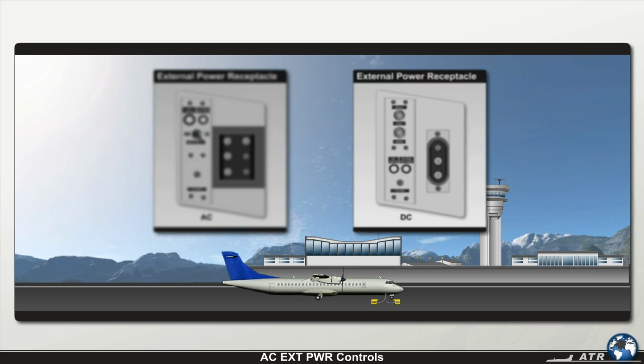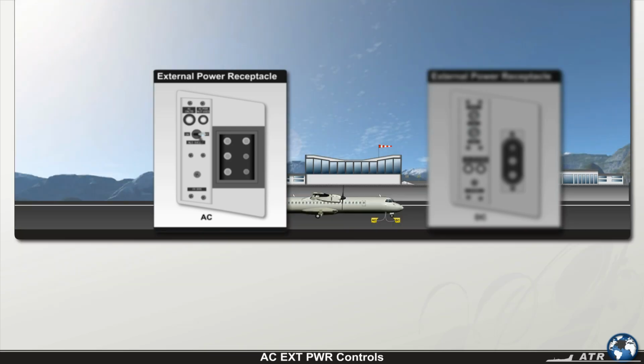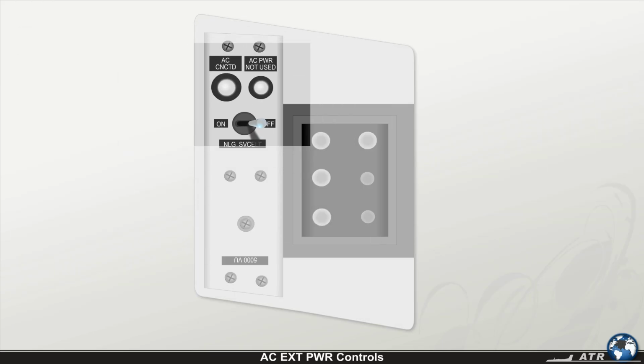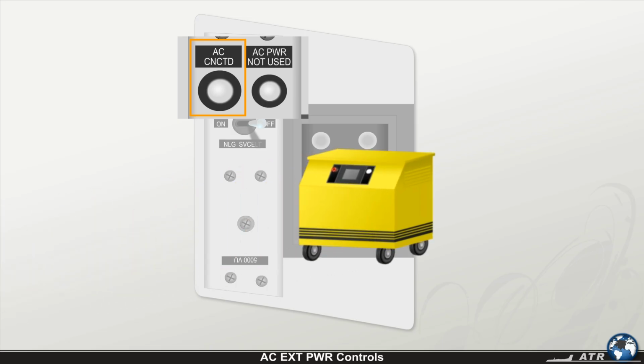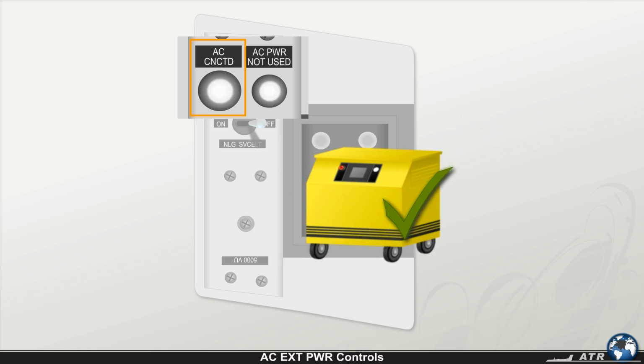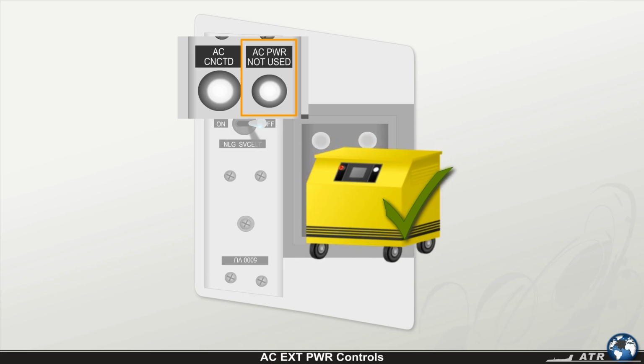Let's continue with the functions of the AC external power receptacle panel. The white AC connected indication on the left side of the panel illuminates when an AC ground power unit, delivering electrical power of acceptable quality, is connected to the respective receptacle. The AC power not used light illuminates when an AC ground power unit is connected to the aircraft and the AC wild service bus is not used.